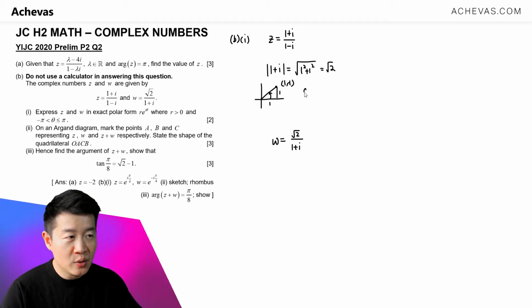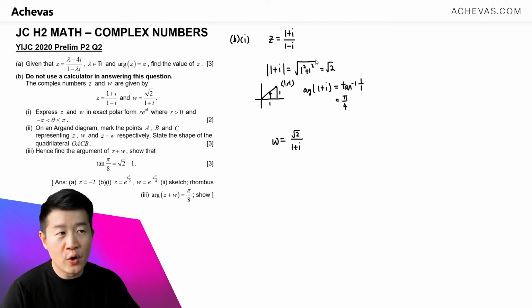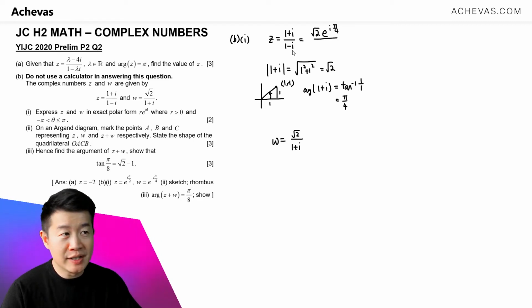This is going to be the argument, which means that the argument of 1 plus i is equal to tangent inverse of 1 over 1, which is pi over 4. So we know that the numerator is going to be re-expressed as square root of 2 e to the power of i of pi over 4. We will do the same thing for the denominator. And if you look at it, the denominator is actually the conjugate of the numerator. So the conjugate will share the same modulus as its original complex number, which is square root of 2, and its argument is going to be the negative of the original, so negative of pi over 4.